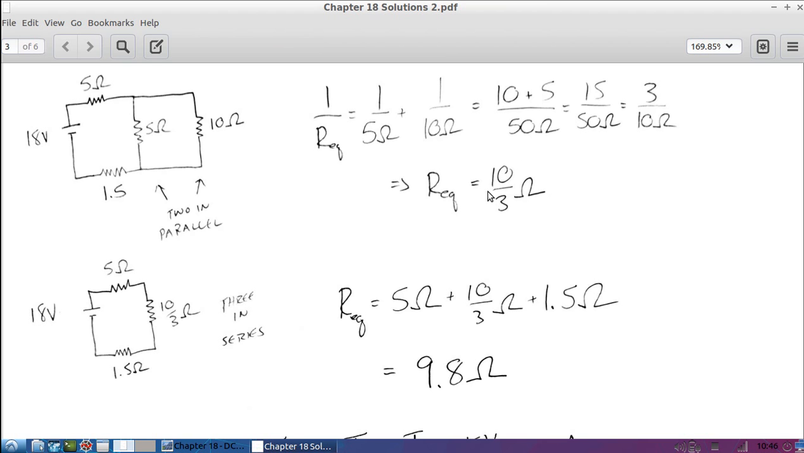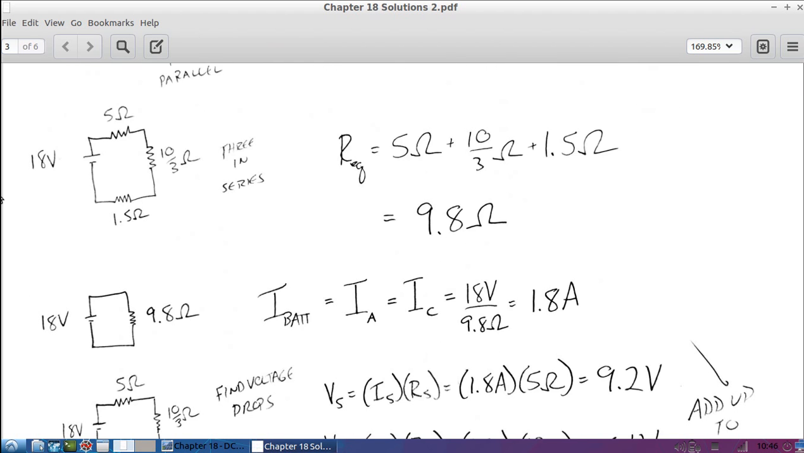Now my fractions are going to get a little bit messy, and this is actually in decimals, so I'll convert to decimals, just to make my life easier here. So I've got a 5 ohm resistor, a 10/3 ohm resistor, and a 1.5 ohm resistor all in series. So I get to do the easy rule, 5 plus 10/3 plus 1.5. I get a total resistance of 9.8 ohms.